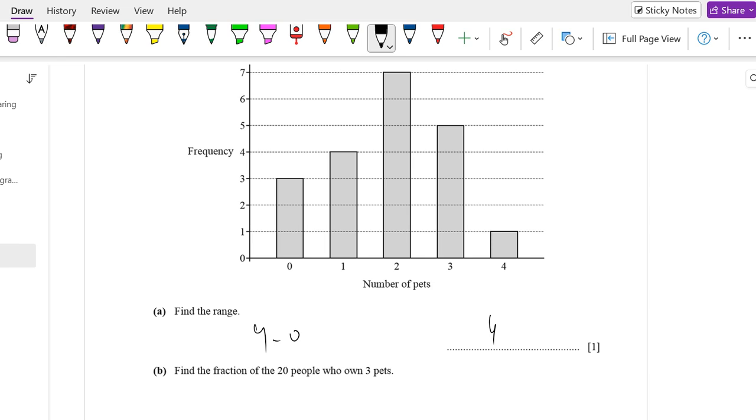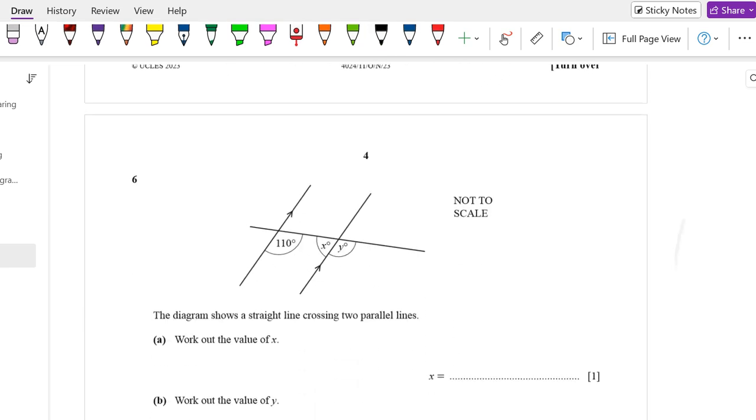Fraction of 20 people who own 3 pets. 5 people, these are number of 3 pets. So 5 people out of 20 people, or 1 by 4.